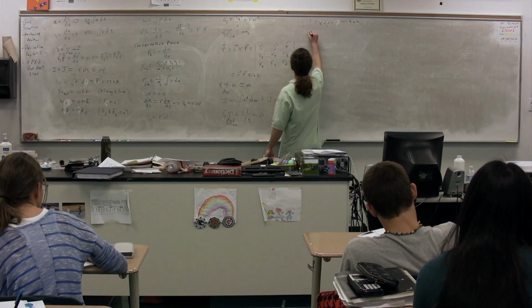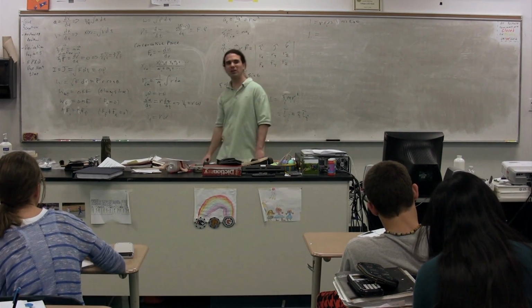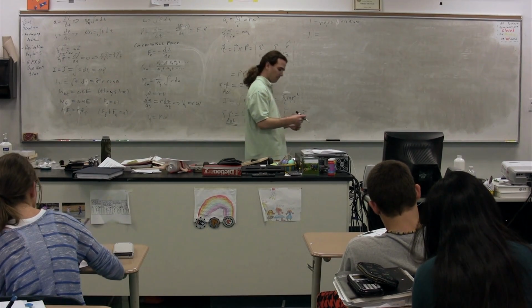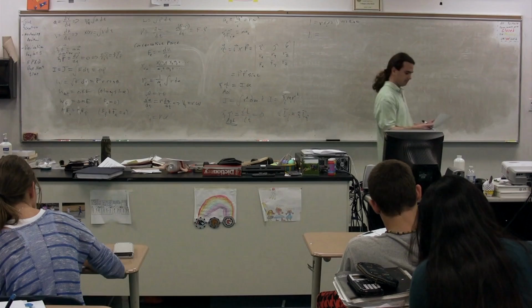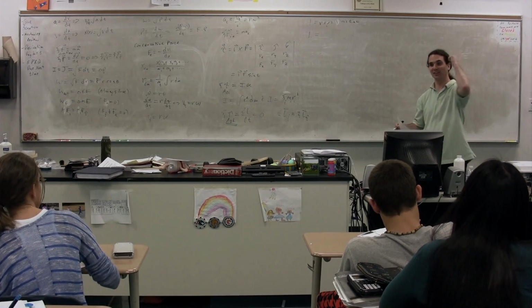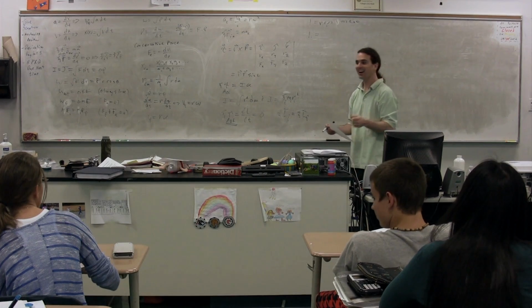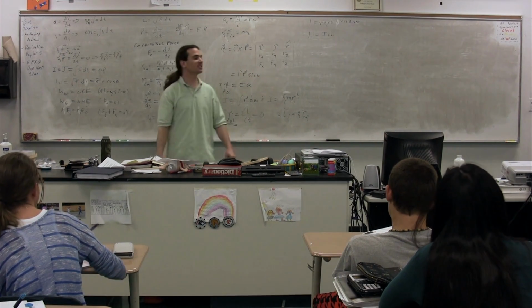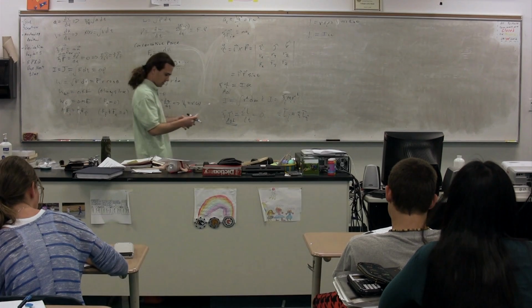We also have the angular momentum for a rigid object with shape. What's the equation for that? I omega. The moment of inertia times the angular velocity of an object with shape.